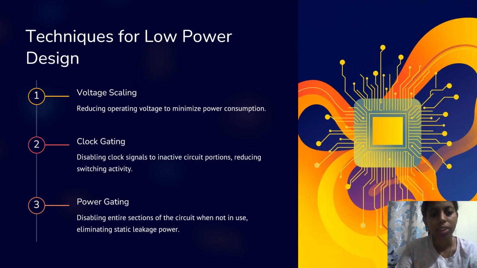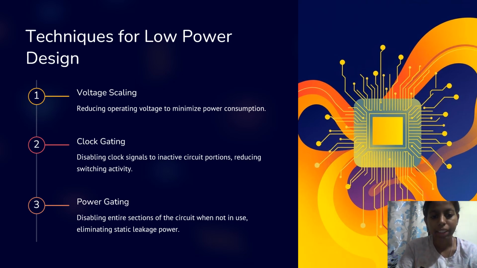The second one is clock gating: disabling clock signals to inactive circuit portions, reducing switching activity. Clock gating means that if the clock signals are continuously giving impulses, then the chip consumes more power. So by disabling the clock signals, we can save power. Hence, this is also considered a technique for low power consumption.